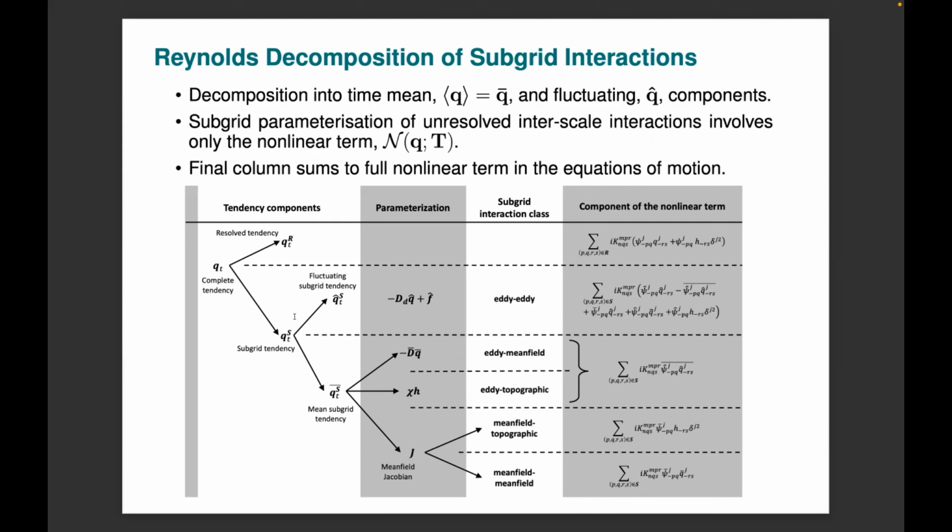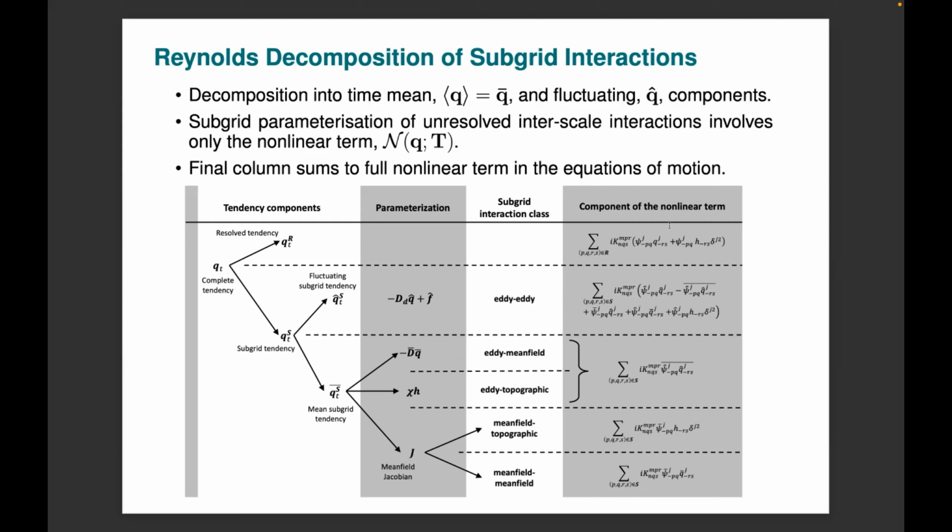And the subgrid tendency itself has a time fluctuating component, which we parameterize using this linear stochastic formulation, which are by definition the eddy-eddy interactions. And the mean component is then decomposed into these three terms: the eddy meanfield, eddy topographic, and meanfield Jacobian. Each of these interactions can be associated with specific terms in the non-linear component of the ODE that I showed you originally.